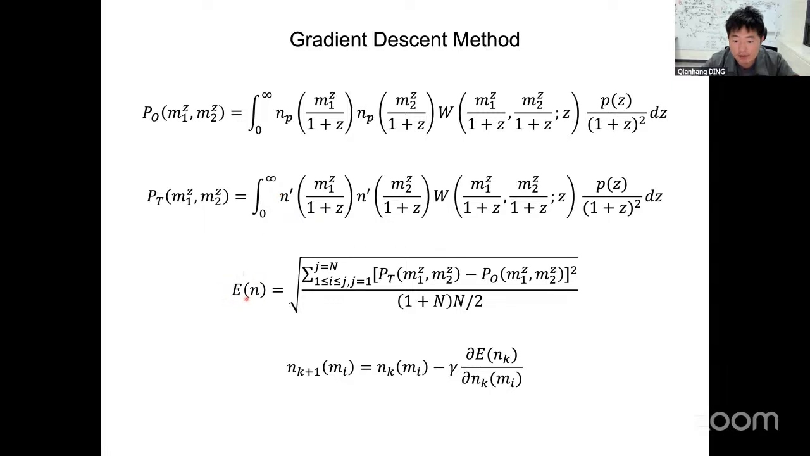So our purpose to update our guessed PBH mass function is to keep decreasing the value of the error function. So we calculate the derivative of the error function over the change of the PBH mass function, and use it to keep updating our guessed PBH mass function to obtain the next guessed PBH mass function, to keep decreasing this error function. So this is our basic algorithm. Let's see how this algorithm behaves in this problem.